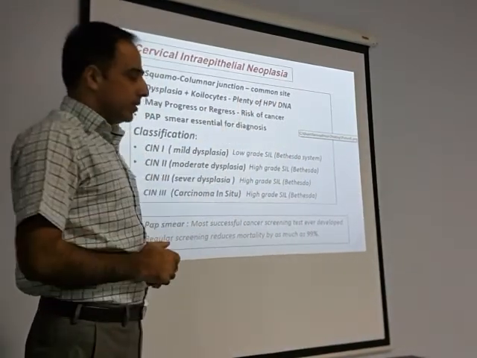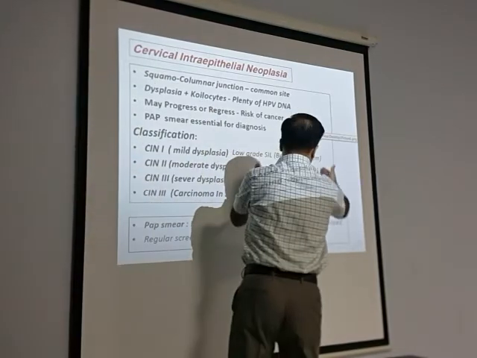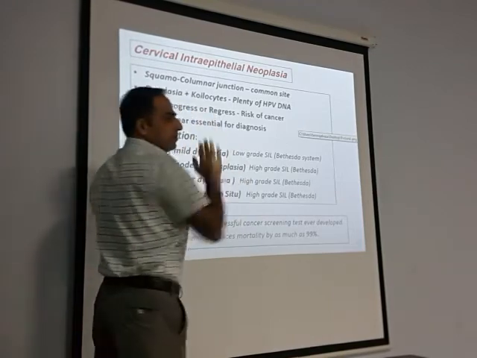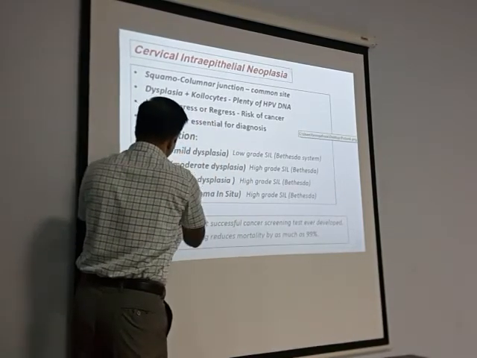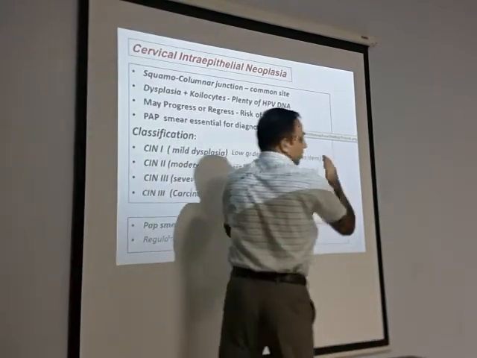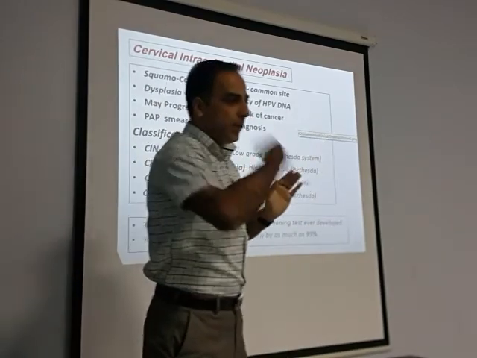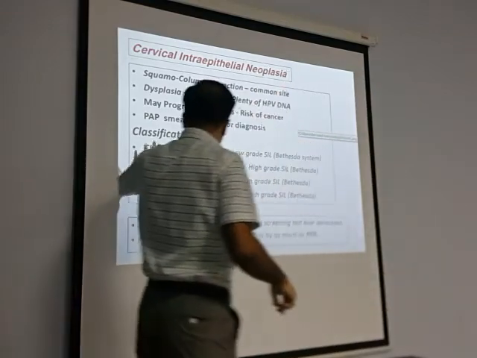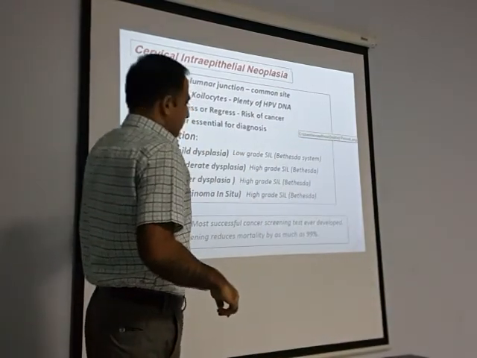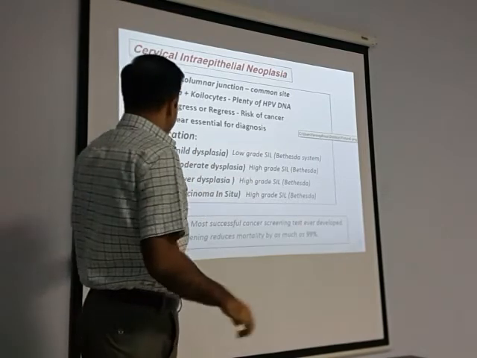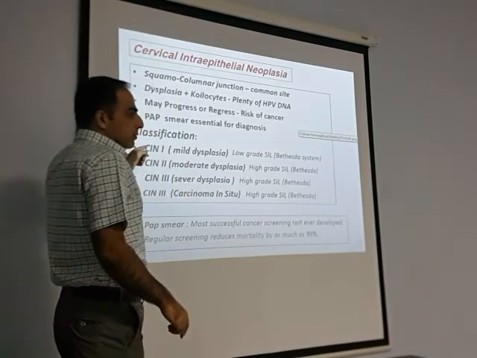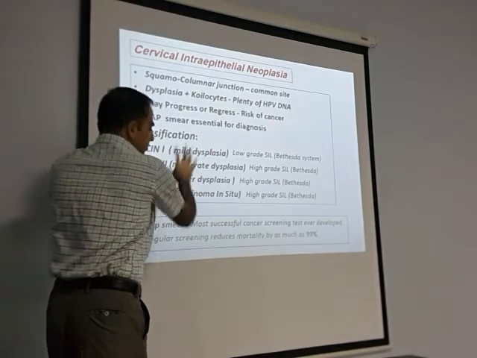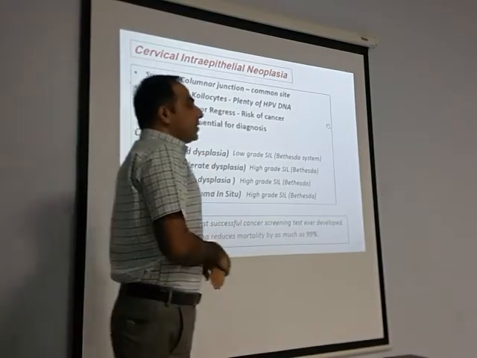There are three types of changes. This is for the cytology or FNAC or Pap smear, and this is for histology. This one is histology, this one is cytology. Pap smear, you don't remove the tissue, okay? This is histopathology, CIN 1, 2 and 3. What does this mean? This is very easy. You divide it into 3, CIN 1, 2 and 3. What does this mean?